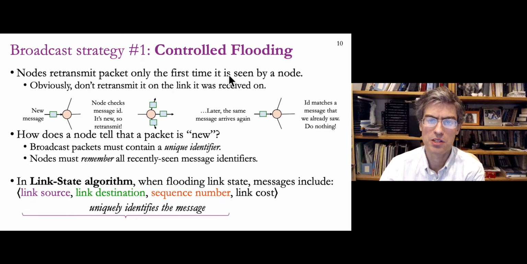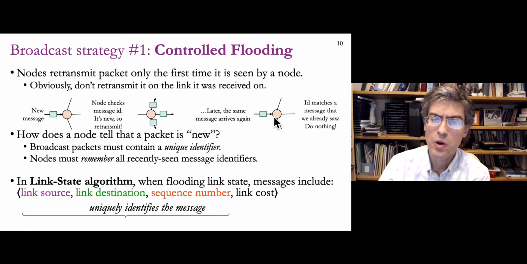And we have a way of tracking whether it was the first time we saw a message. Okay. We don't retransmit on the link that it came in on because obviously the other end of the link already got that message. So these first two steps are pretty simple, right? Message comes in, flood it out. But somehow the important thing is when the message comes back again later, we need to have some way to recognize that and not send it again, to control the flooding, okay?